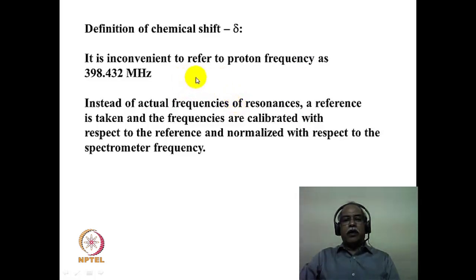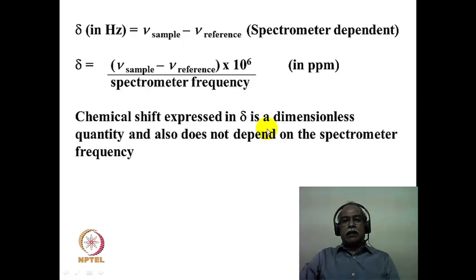For example, if one were to refer to the proton frequency in the NMR experiment as 392.432, some such large number and a fractional number, it will be extremely inconvenient to remember. Instead of dealing with the actual frequencies of the resonances, one can take a reference compound, and with respect to the reference compound, one can calibrate all the frequencies, and in order to make the frequencies independent of the spectrometer frequency, one can normalize it with respect to the spectrometer frequency. And this is precisely what is done when you are defining the chemical shift values of the NMR spectrum.